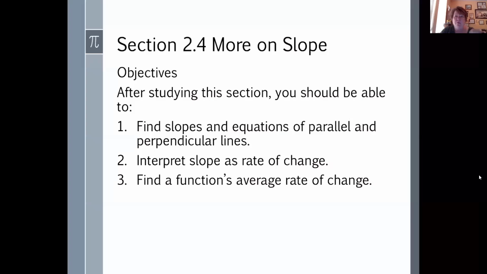In section 2.4, we are going to continue our discussion of slope. The objectives for this section are, after studying this section, you should be able to find slopes and equations of parallel and perpendicular lines, interpret slope as a rate of change, and find a function's average rate of change.